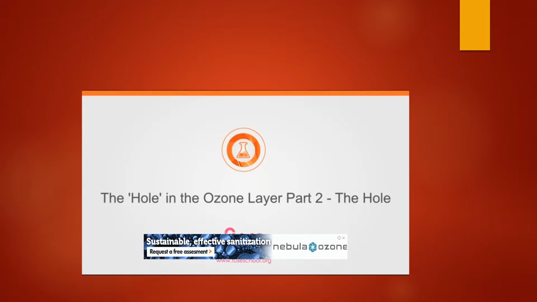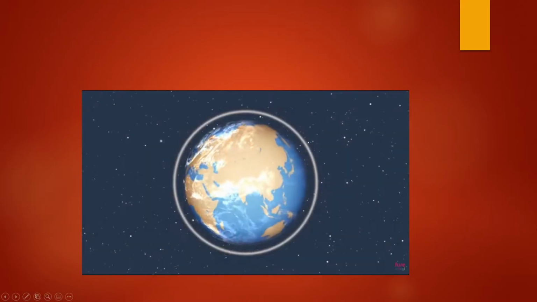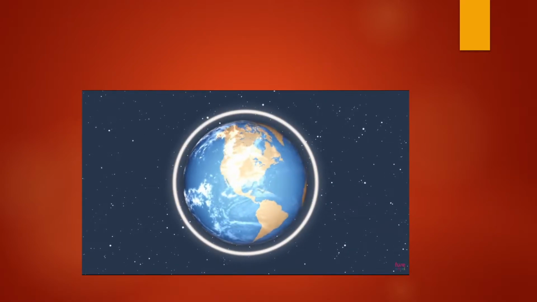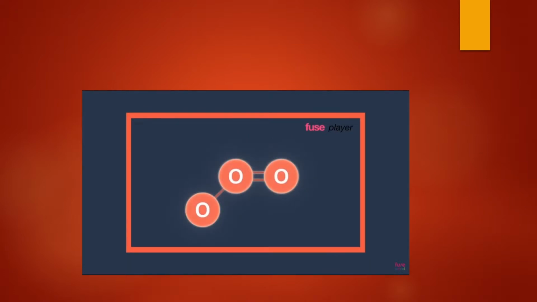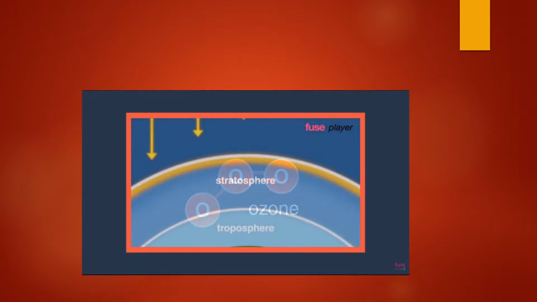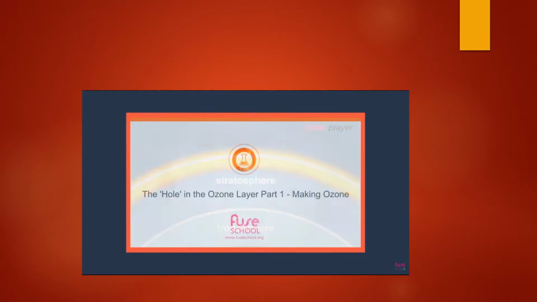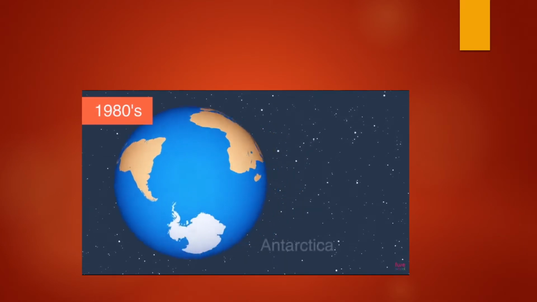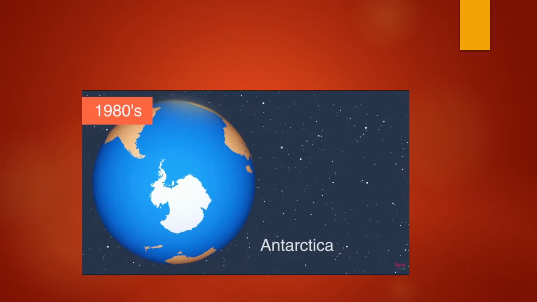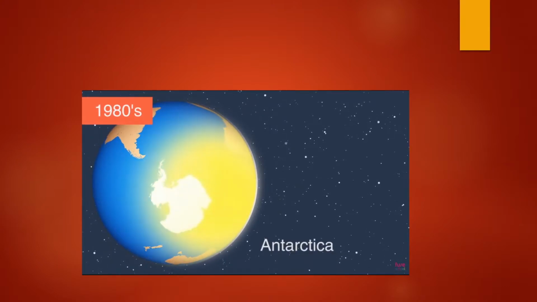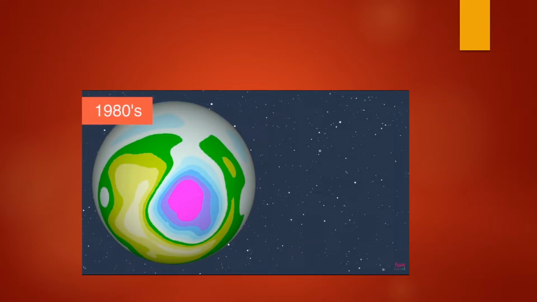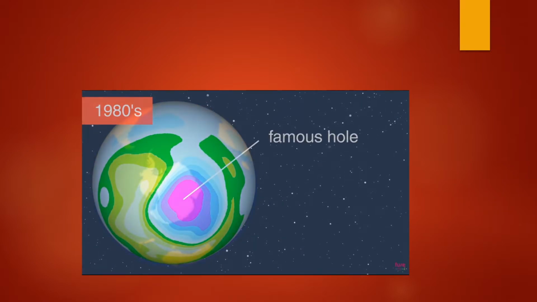In this video, you will learn about the famous hole in the ozone layer and why it has got thinner. We will also look at the action the world has taken to restore it back to health. To find out how stratospheric ozone is made and how it stops harmful UV from reaching the ground, view Part A of this video. In the 1980s, scientists found something alarming happening over Antarctica during October when the sunlight returns to the South Pole after winter. The ozone had almost disappeared over large areas, causing the famous hole.